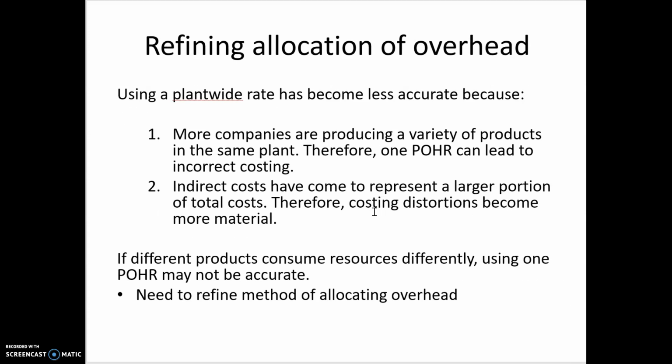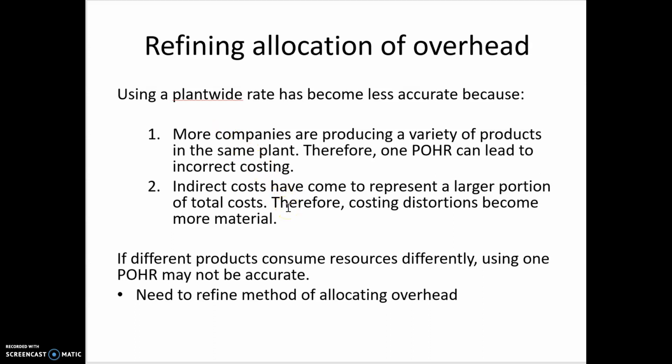And so we want to refine the allocation of overhead. We want to make it more accurate. And so using just one predetermined overhead rate, we call that a plant-wide rate. It's just a single rate that we're using. And it has been found that it is less accurate because companies are making a variety of products in the same plant. And so we're using one predetermined overhead rate, even though we have different products that are going to be incurring overhead differently. And so it doesn't make sense to just use one overhead rate.